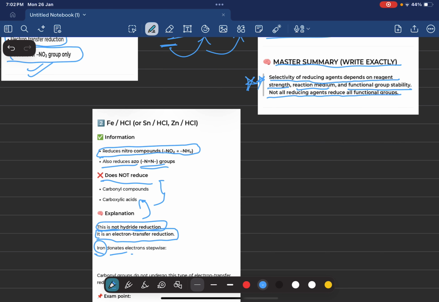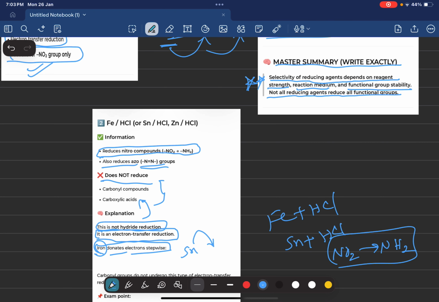Iron donates electrons stepwise, tin donates electrons all of a sudden. A stepwise process is easier for reduction than pouring electrons directly. That's the reason Fe plus HCl is the best reducing agent over Sn plus HCl for converting NO2 to the NH2 group. This is the most important conversion, students, on which we get questions.